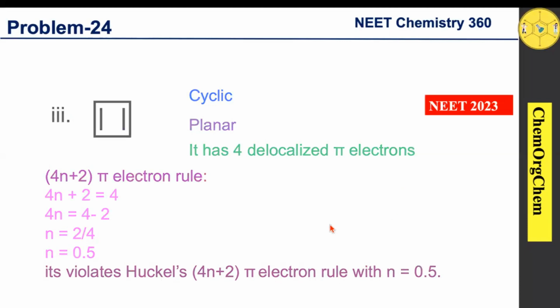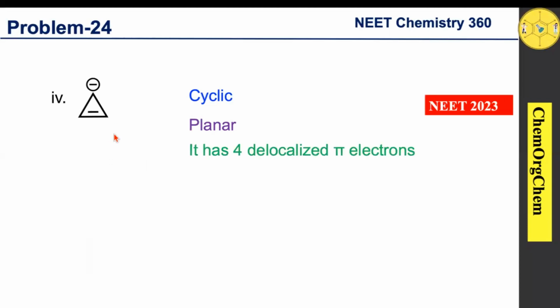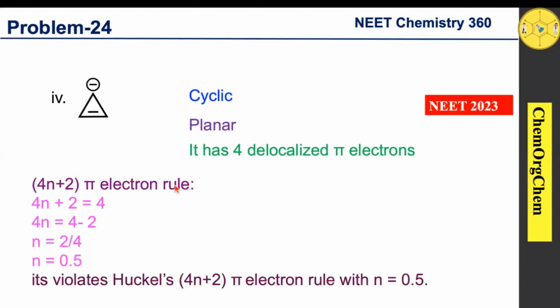Next, moving to the fourth compound, which is the cyclopropenyl anion. This is a cyclic compound, and it also adopts a planar structure. It has 4 delocalized pi electrons: the double bond contributes 2 pi electrons and the negative charge contributes 2 pi electrons. Therefore, a total of 4 delocalized pi electrons. Next, moving to the 4n plus 2 pi electron rule.